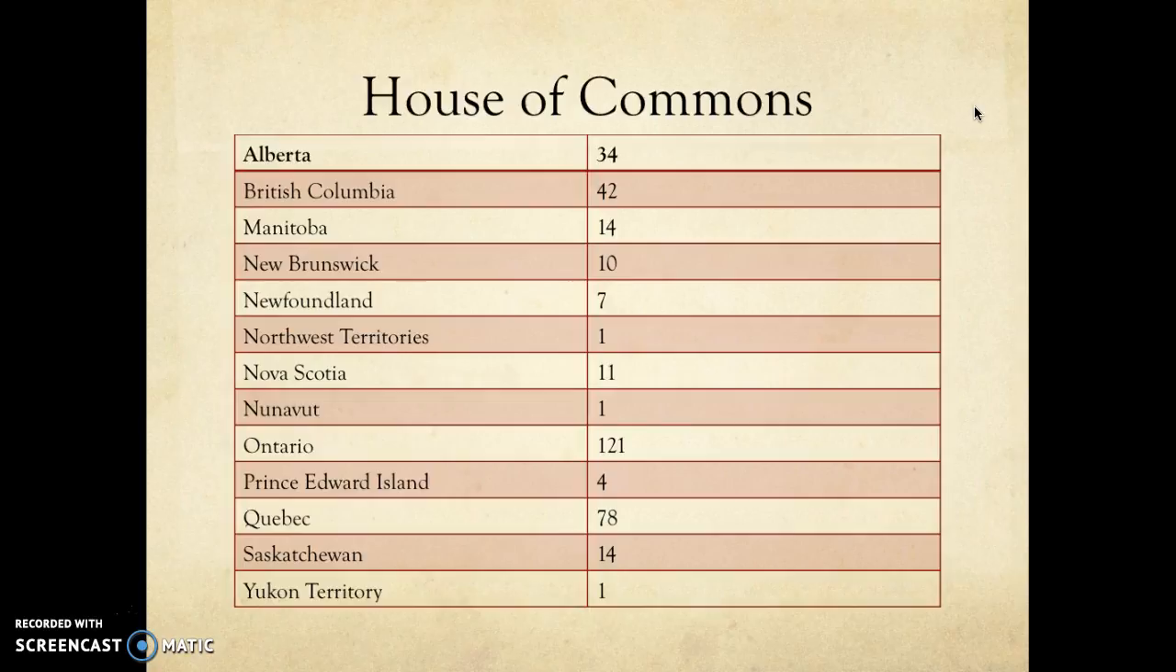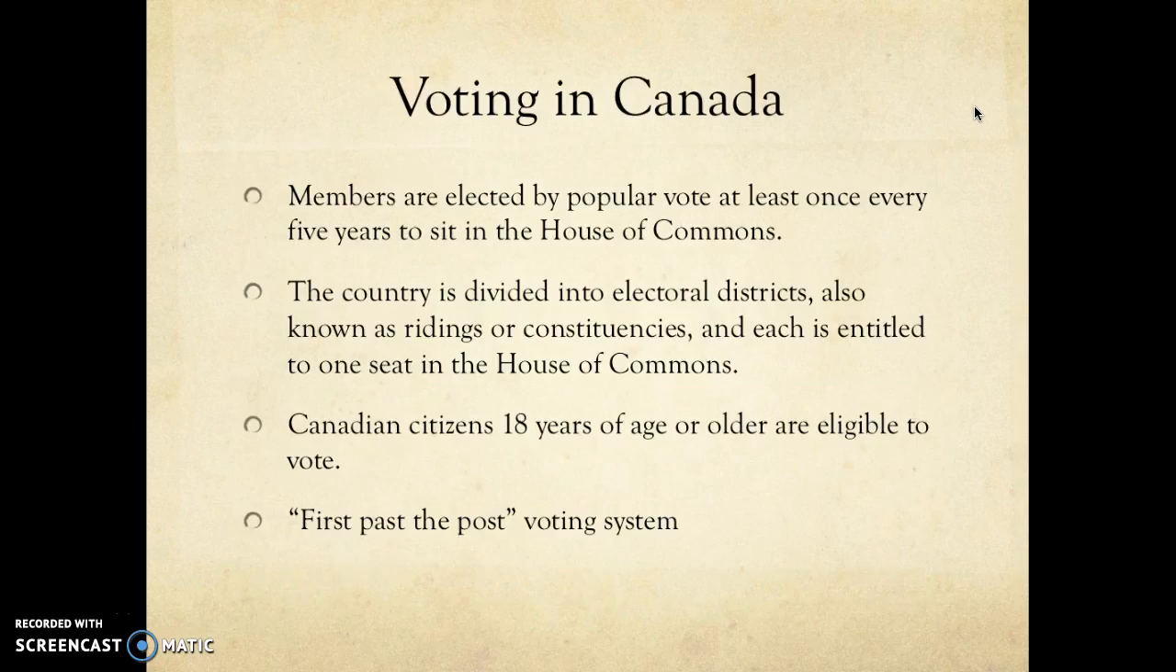Here is the current situation in terms of the seats in the House of Commons. With the redistribution and creation of Nunavut in 1999, the House now consists of 338 seats. Voting in Canada. Members are elected by popular vote at least once every 5 years to sit in the House of Commons. The country is divided into electoral districts, also known as ridings or constituencies, and each is entitled to 1 seat in the House of Commons.